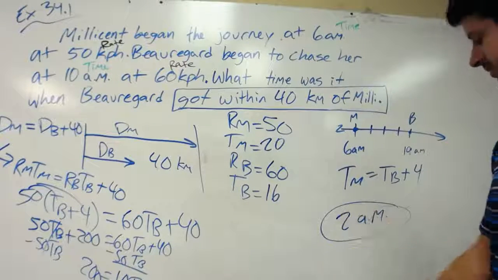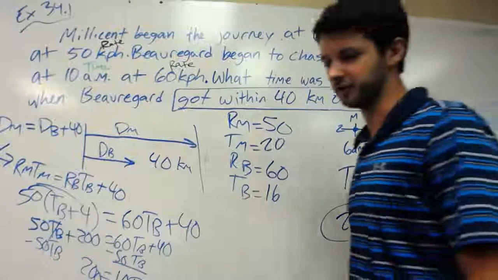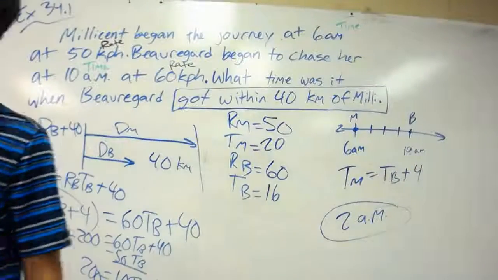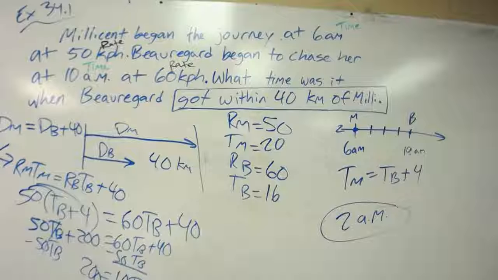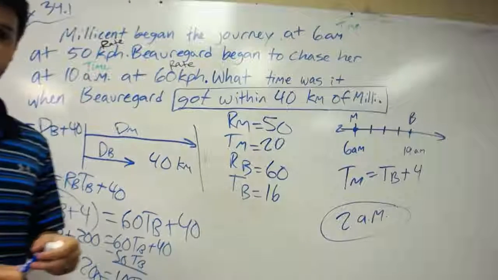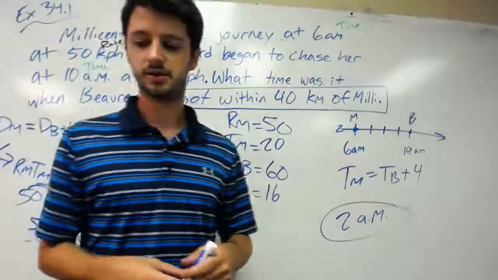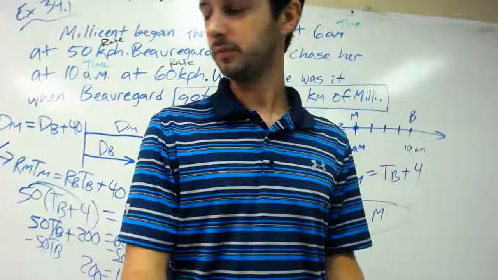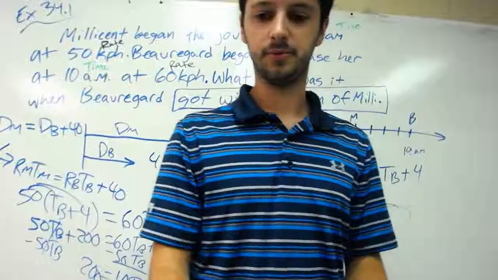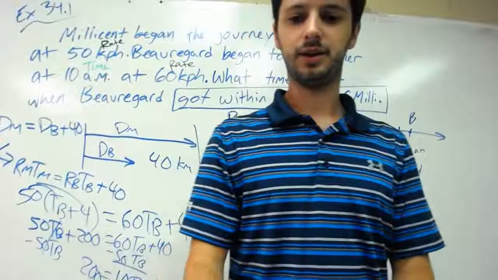Nothing good happens at 2 a.m. So this sounds like a creepy story. Anyways, 2 a.m. would be the time of the day when Beauregard caught Millicent. That's a lot of chasing. Anyways, that's how you do these uniform motion problems. Just look for clues within the word problems.